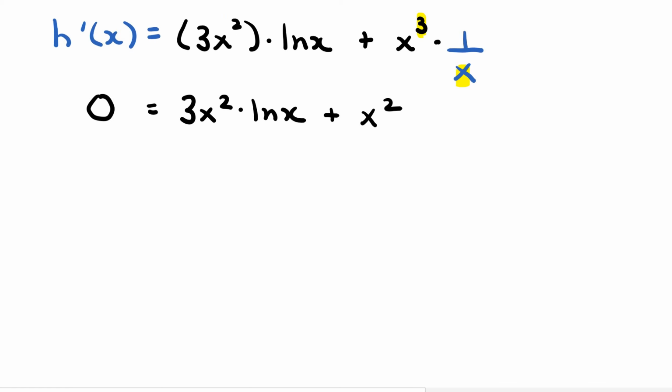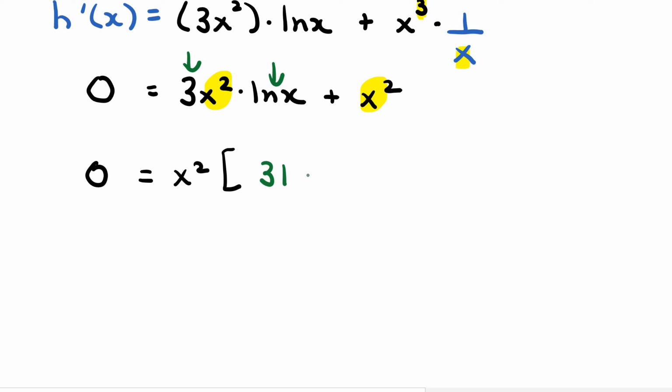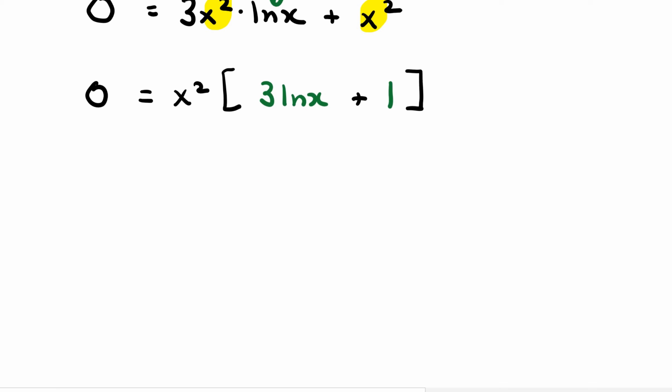From there, I can factor out the greatest common factor, and the greatest common factor here is going to be x squared, right? So we need to factor out the x squared. If I factor out the x squared, I have a 3 ln x, plus 1, and that's exactly what goes inside that bracket. Once we set this equal to 0, I take a look at the x squared, and the only place where x squared is equal to 0 is when x equals 0.